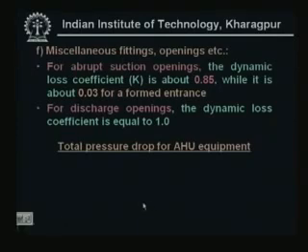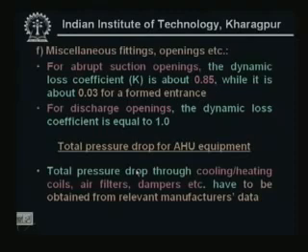Now we have to find out the total pressure drop for AHU equipment. Total pressure drop through various cooling and heating coils, air filters, dampers, etc. has to be obtained from the relevant manufacturer's data, because it depends very much on the specific design of this equipment. So you have to use the manufacturer's data.